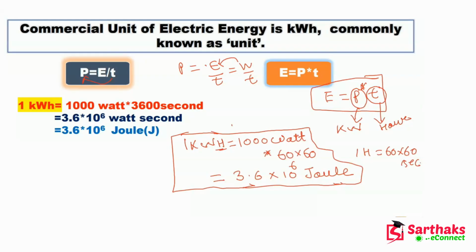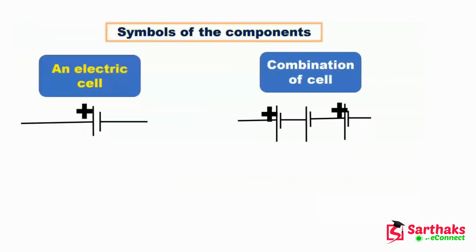Now again, let's move on to the next slide and talk about some symbols of the components. Basically, this is the first symbol, and it is a symbol of an electric cell. And this is a combination of cells. Let's suppose this is cell number first, this is second, this is third. So this is a combination of cells.